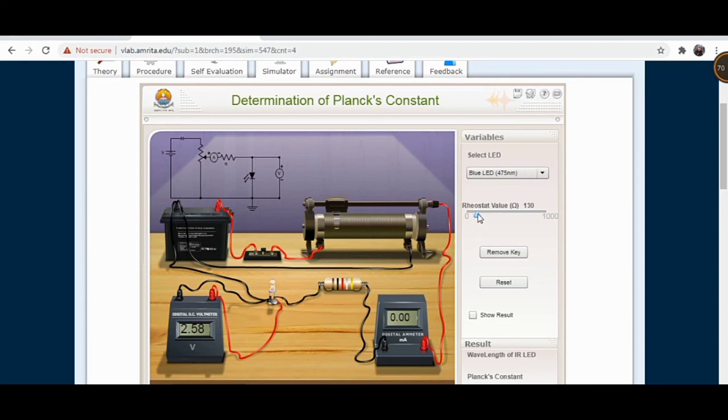So in this experiment, what is the main thing? The main thing is we have to know the value of the threshold voltage. What is threshold voltage? Threshold voltage is that minimum voltage at which an LED just starts to glow.